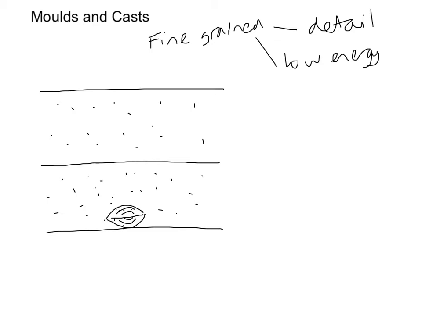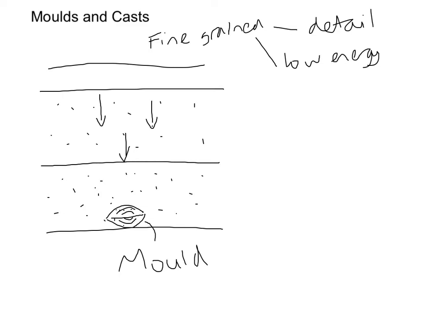Anyway, over time more and more layers exert pressure on this sediment, pushing down on it, and it will make a really good imprint of the outside of the shell. And that imprint is the mould. So the imprint made by the sediment on the outside of the fossil or the animal is the mould.